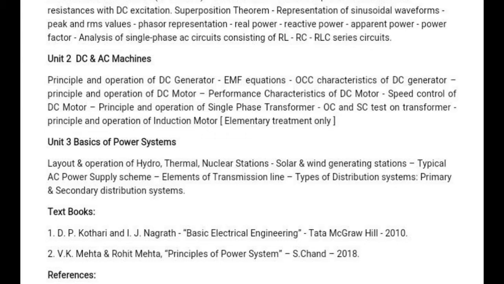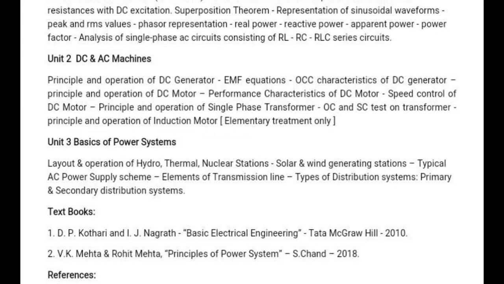From this unit 2, mainly the EMF equation, the principle of operation of the generator, and OCC characteristics. And next, another important topic, speed control of a DC motor. Speed control of a DC motor, Eb is proportional to phi.